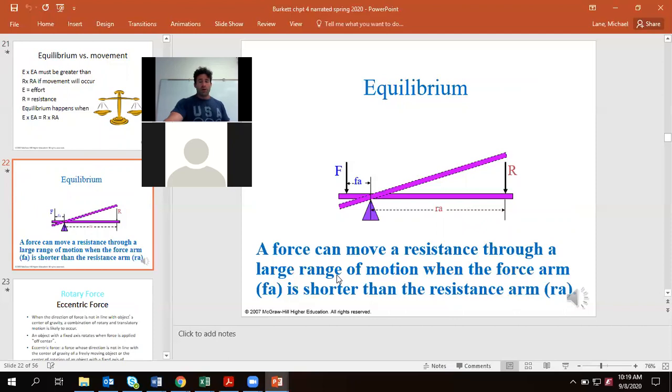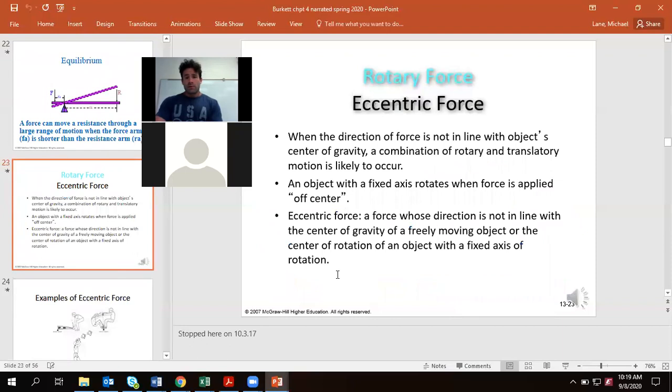So depending on where that fulcrum's at in that first class lever, notice when we apply a little bit of force down, we're going to cover a much greater distance on the resistance side. And obviously, vice versa, if we put the fulcrum closer to the resistance arm.